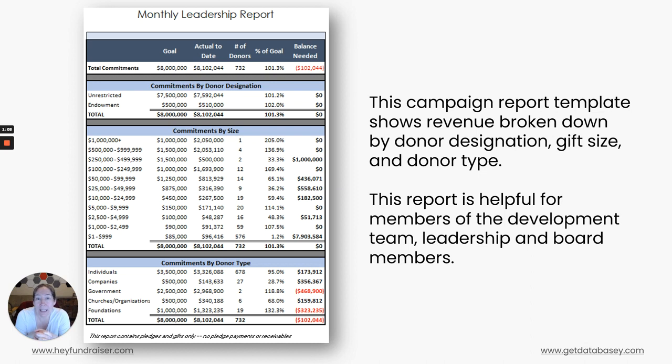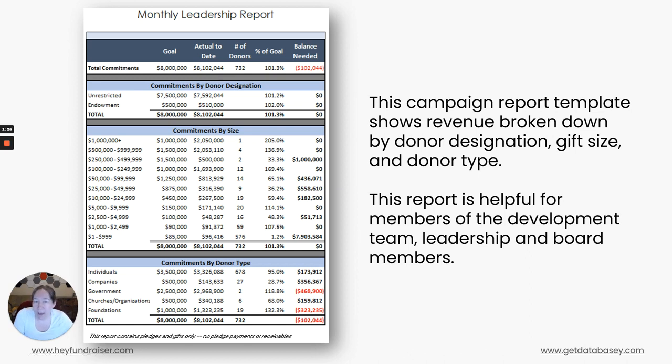Okay, so this first one is a template that we built for a client. This was a food bank. They were doing an $8 million capital campaign. So this went to their leadership every month. And this was the final report, right? They surpassed their goal. They raised $8.1 million.